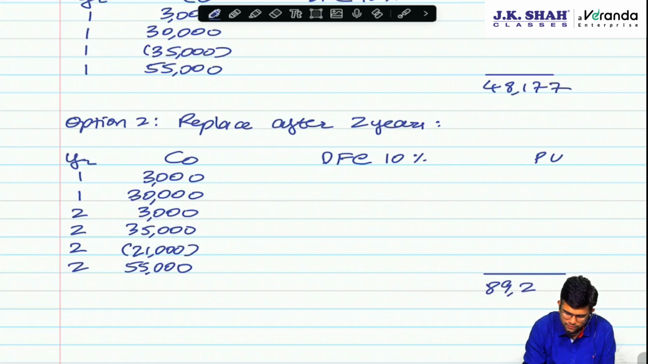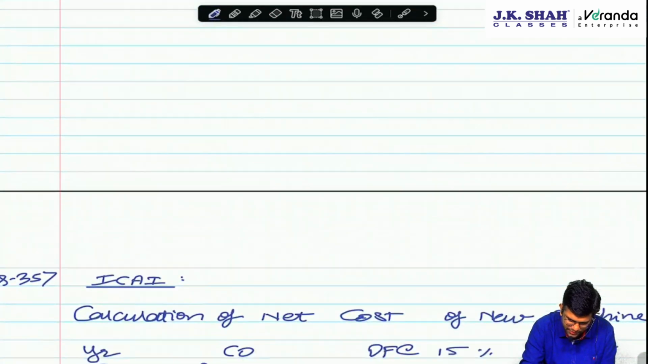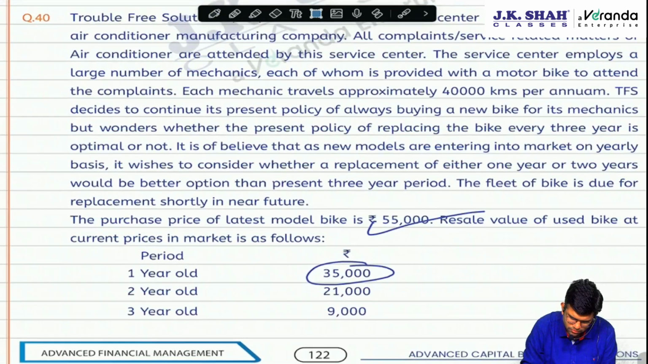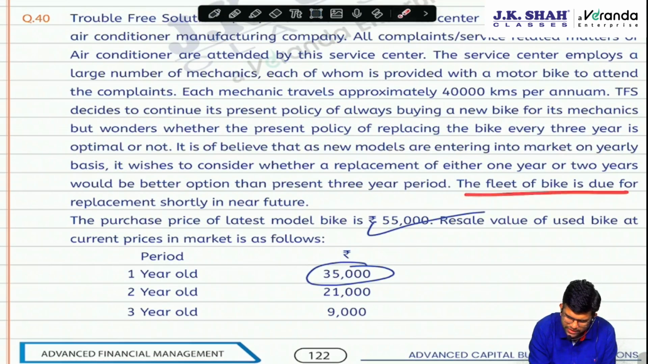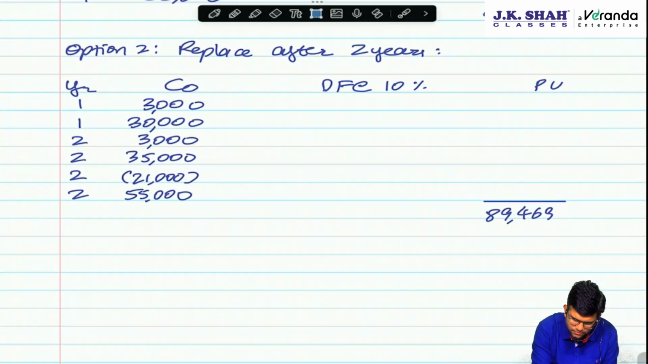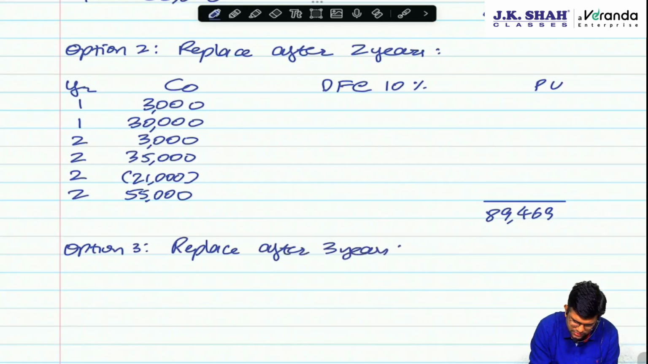89,469. Okay, option 3, please complete. The fleet of bikes is due for replacement, which means you have already bought it now. Understood? Option 3, what is the answer? Replace after 3 years. The answer is how much?